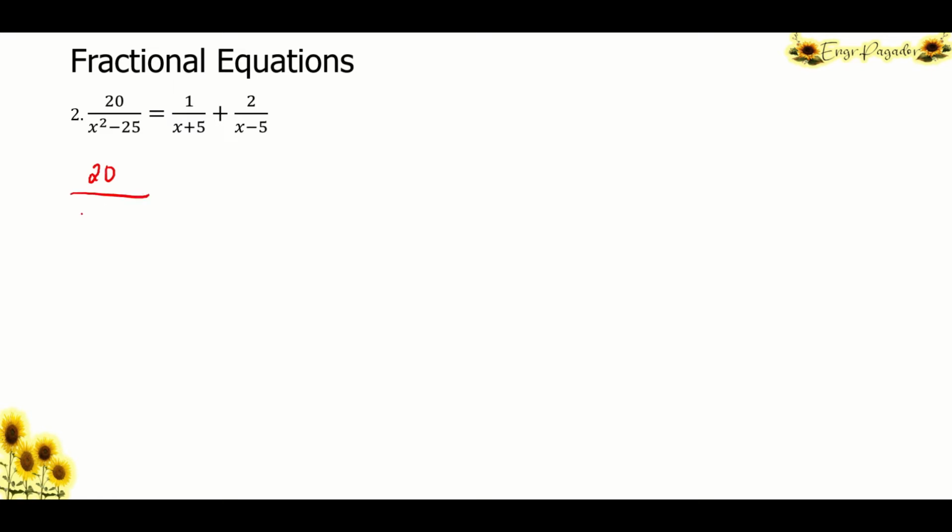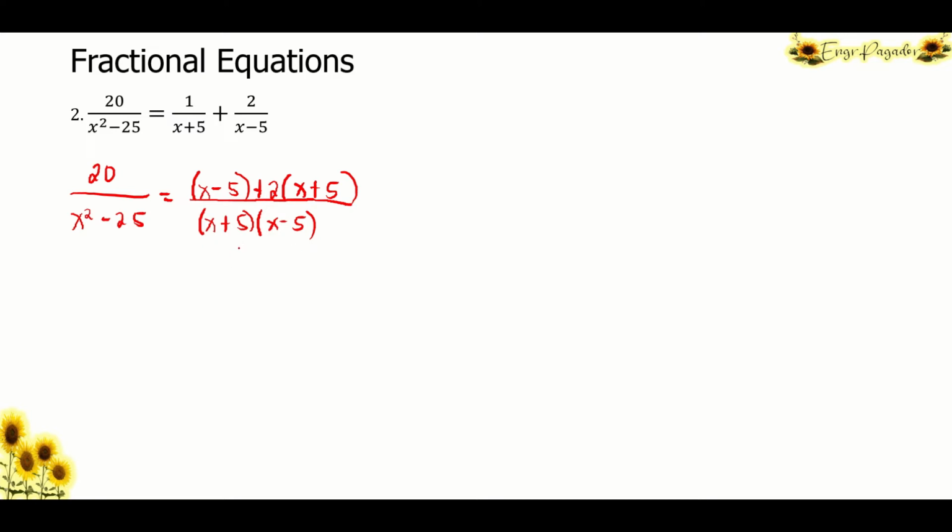So 20 all over x squared minus 25 is equal to, the LCD will be, again, let's multiply the two denominators. So this will be equal to 1. So let's not write 1. And your LCD divided by the denominator is equal to x minus 5 plus 2 multiplied by x plus 5. Okay? So we cannot directly cancel x squared minus 25 and x plus 5 times x minus 5.